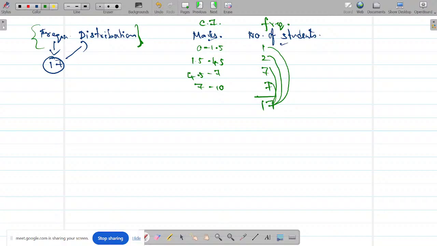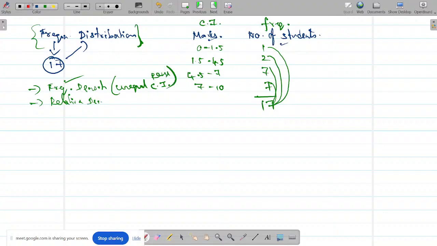Okay. We are going to refer two more terms. One is frequency density and another one is relative frequency. See, each and every time you cannot find frequency density. You can find frequency density only when there is unequal class interval, an unequal range for class interval.